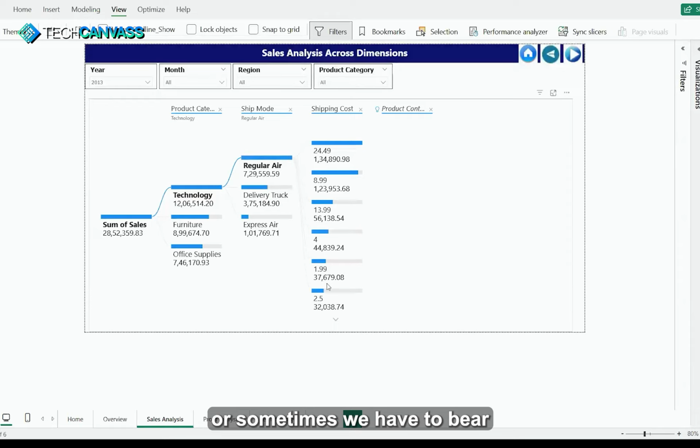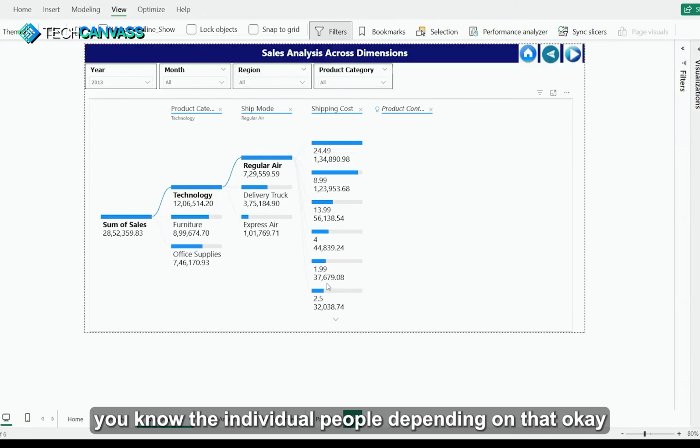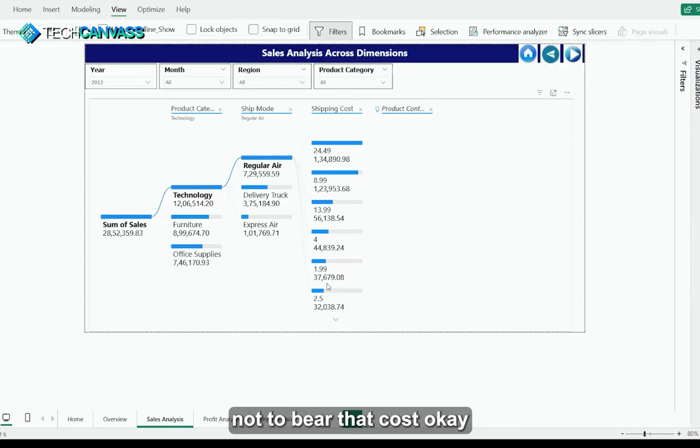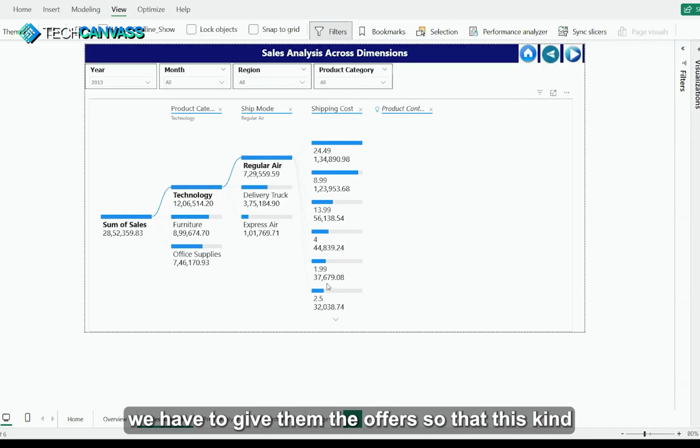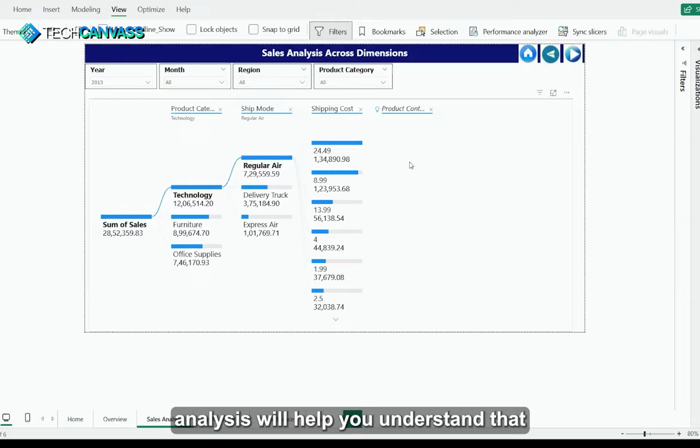Now, regular air, if I further break down how the shipment cost is coming, which the customer has to bear, or sometimes we have to bear, depending on whether our customers are corporate people or individual people. Individual people prefer not to bear that cost. So accordingly we have to give them offers. This kind of information analysis will help you understand that.